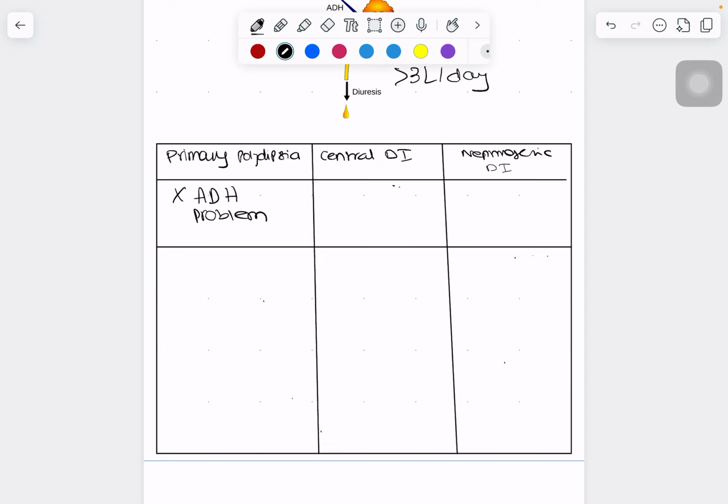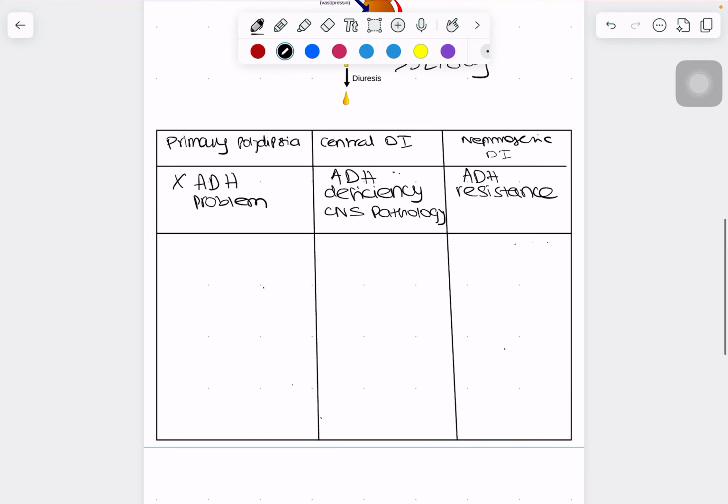In central diabetes insipidus, your body is not producing enough ADH. So there is ADH deficiency. And this is most likely going to be a CNS pathology. In nephrogenic diabetes insipidus, we have ADH being produced by our body, but it's not working on the renal collecting tubule cells as it's supposed to. So there is ADH resistance.